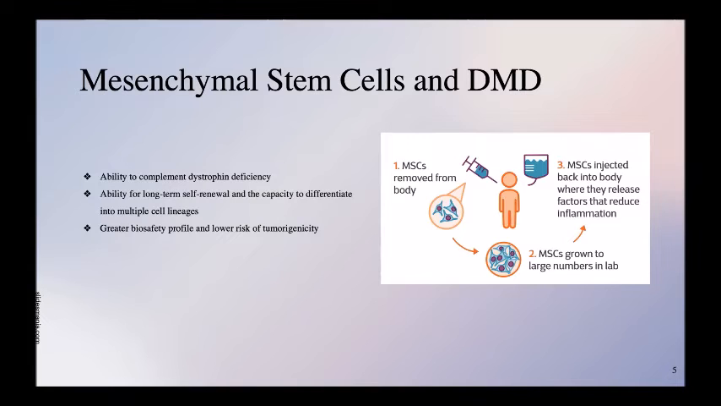Mesenchymal stem cells have a greater biosafety profile and lower risk of tumorigenicity, and perhaps that is why a lot of therapies have made it to clinical trial stage. Therefore, the ability of mesenchymal stem cells to differentiate into various injured tissue, including muscle, as well as the ability to complement dystrophin deficiency, makes them an attractive therapeutic candidate for DMD.